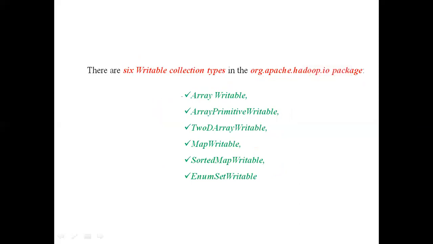The first three belong to the array concept, and the second three belong to the map concept. The second three classes are available for creating maps. We know in a MapReduce program, the input and output in every phase are in the form of key comma value pairs. Whenever we want to enter data in the form of key comma value pairs, we use map writable, sorted map writable, or enum set writable. These are used for giving input in the form of key comma value pairs to the MapReduce program.